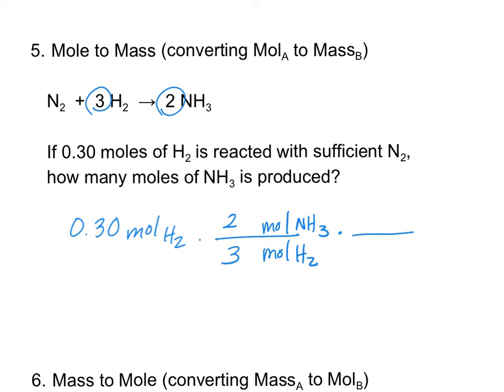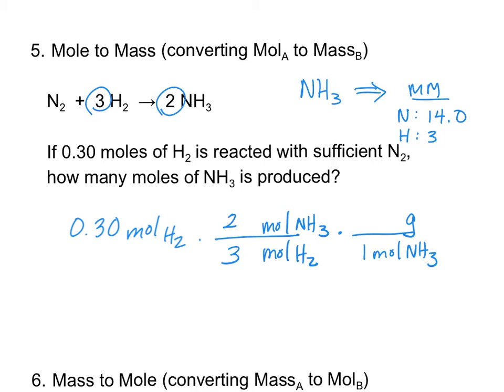Now, our last step is going to be going from moles of ammonia to our mass of ammonia, which is going to be in grams. So we need to figure out what is the molar mass for ammonia. Well, nitrogen weighs 14, and hydrogen, we have 3 of them. And they're 1 apiece, right? So that's going to be 17 grams per mole. So I'm going to write 17 there. So your final answer would be 3.4 grams.